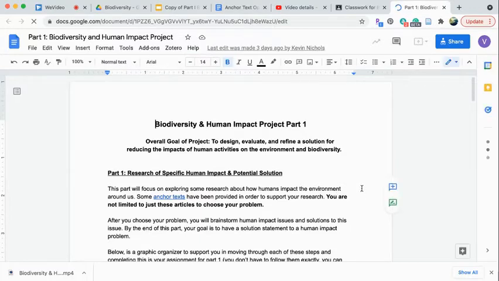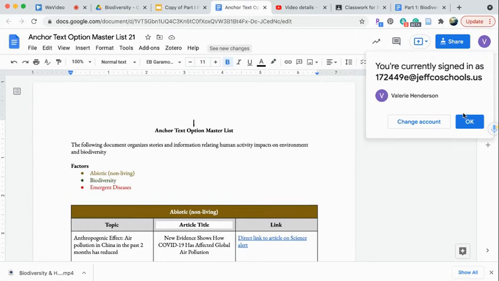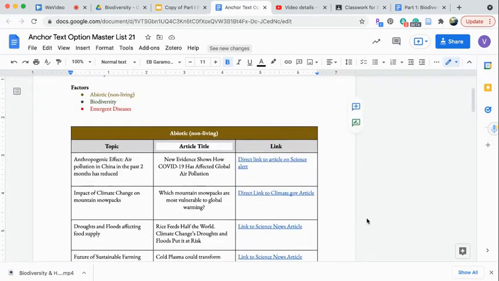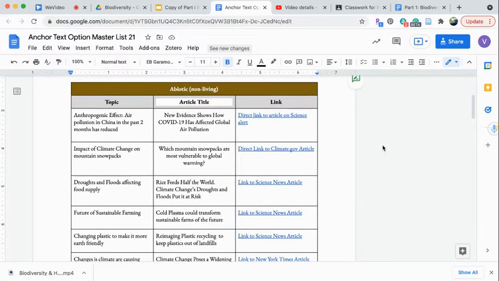Your job for part one is to research a specific human impact and potential solution. So, what you need from here is this link right here that says anchor texts. When you click on anchor text, it's going to open up a document that looks like this. So, you can see you get a little bit of an overview in column one about the topic of that article. The title is in the middle column. And then the third column to the right has a direct link to the article.